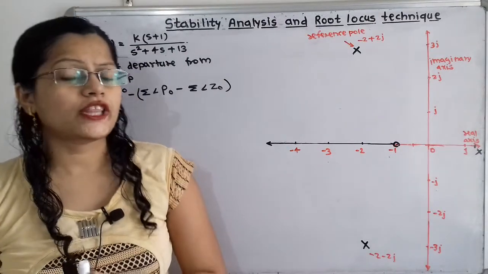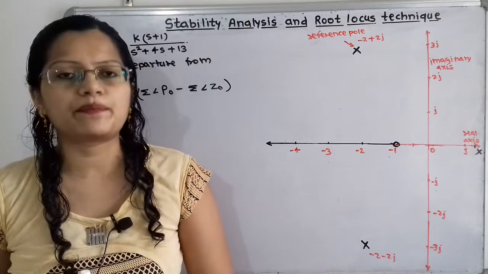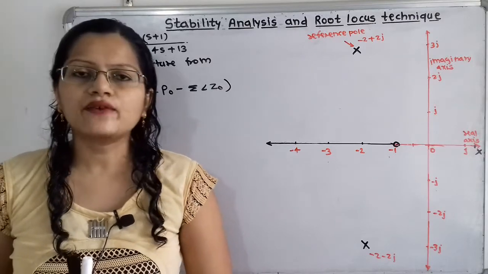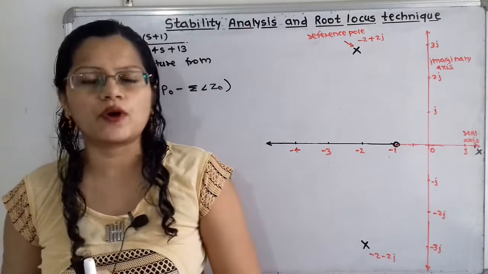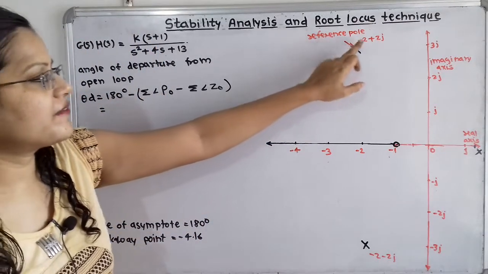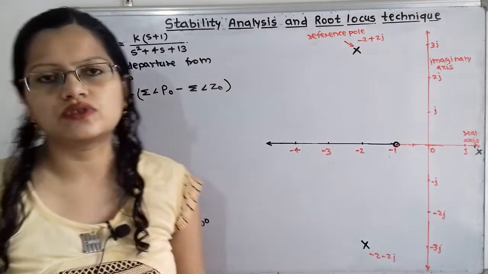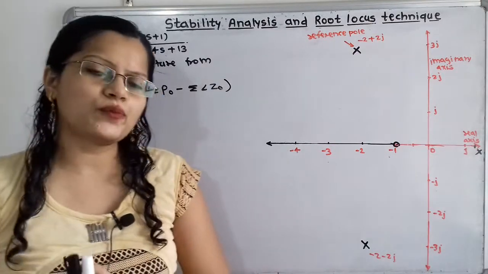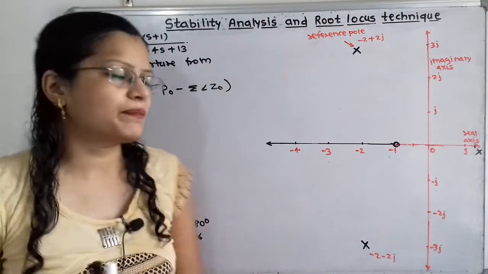Now we will move to the calculation of the angle of departure. For that we first have to select one pole as a reference pole. So I will select this pole, minus 2 plus 2j, as the reference pole. Now, what is the formula to calculate the angle of departure?